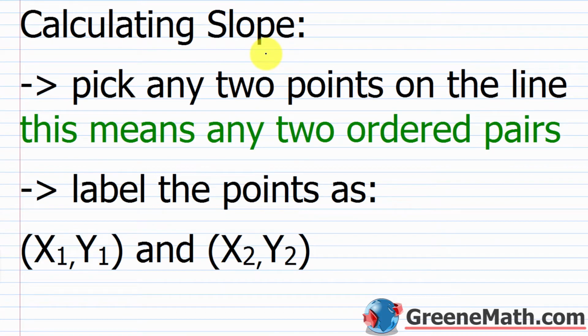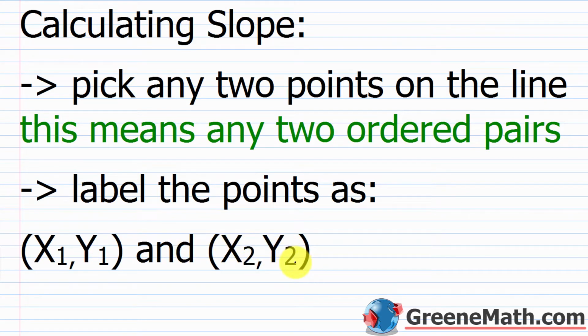All right, so how do we actually calculate slope? Lucky for us, we have something known as the slope formula that we can use. We can also do it using the graph, which we'll cover in a little while. So calculating slope using the slope formula, you're going to pick any two points on the line. It doesn't matter which two points you pick. So this means any two ordered pairs. And you're going to label the points as x sub 1, y sub 1, and x sub 2, y sub 2. Now let me stop.